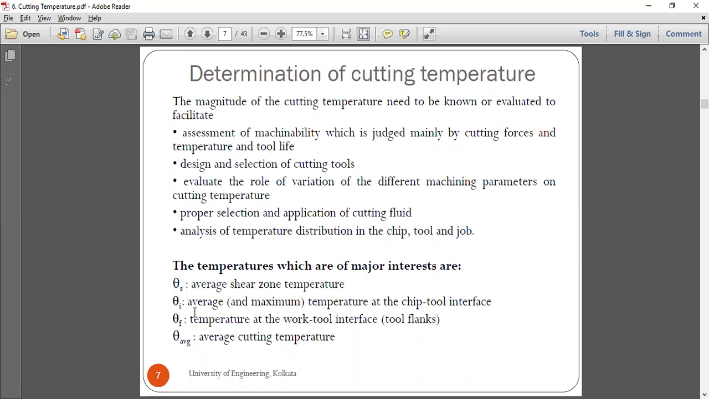And finally, theta f is the temperature at the tool flanks, worn out flanks. So these are the three things, very easy to remember. If you remember the 3 areas where the major temperature generation takes place: the principal, main means primary shear zone, the second one is the secondary deformation zone, and the third one is at the worn out flanks. So you have all the 3 things in place. Then the average cutting temperature is the average of all of these.